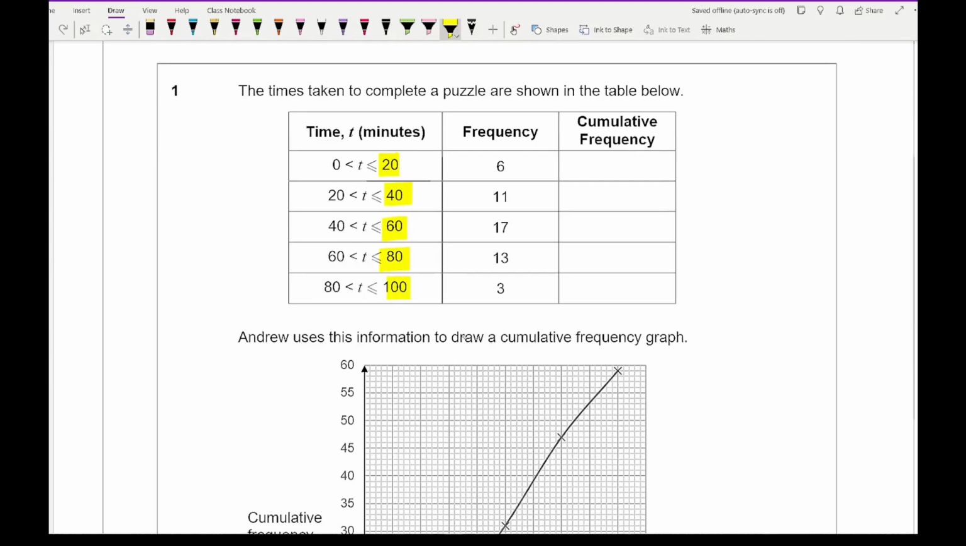So to complete the table, I've got the frequencies so I can work that out. Here we've got 6, then we want to count how many are less than 40. Well, that's going to be 6 plus 11, which is 17. Then we've got 17 plus 17, which is 34. 13 plus 34 is going to be 47, and then add the 3, which gives us 50.